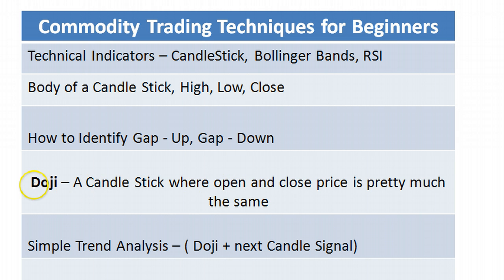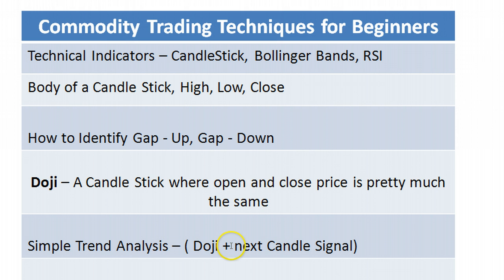The most important part in candlestick is to identify a doji. A doji is a candlestick wherein the open and close price are pretty much the same, or in other words, the body of the candle will be very small compared to the entire length of the candle. I would say the body should be less than 15% of the entire length of the candle. So I would define a doji like that.